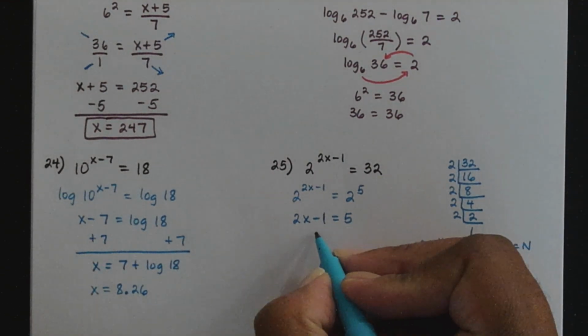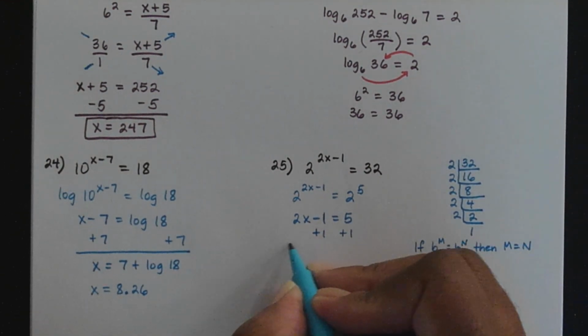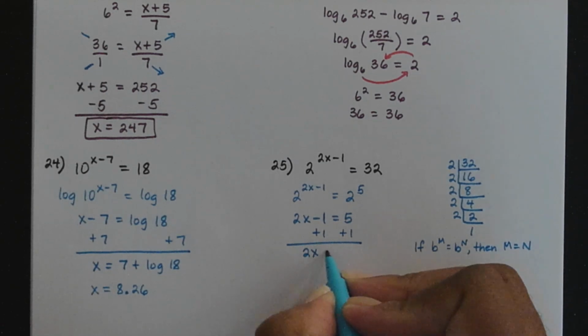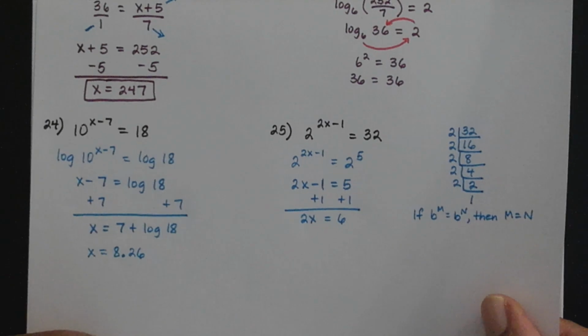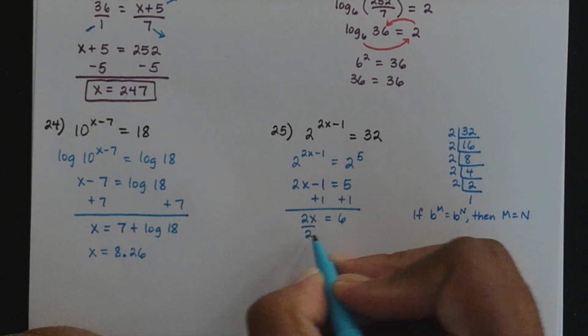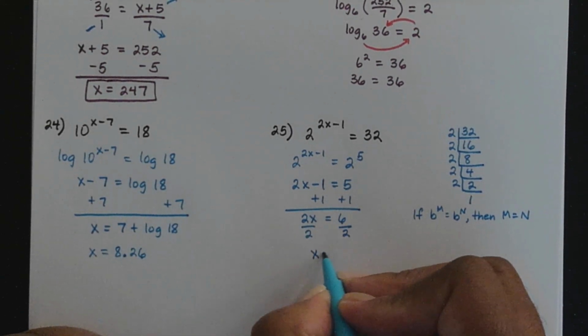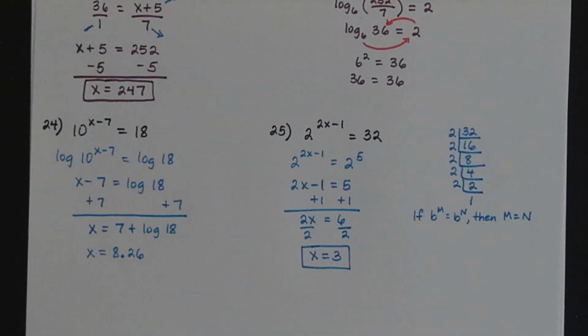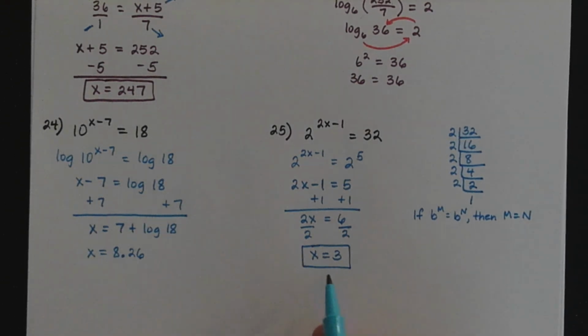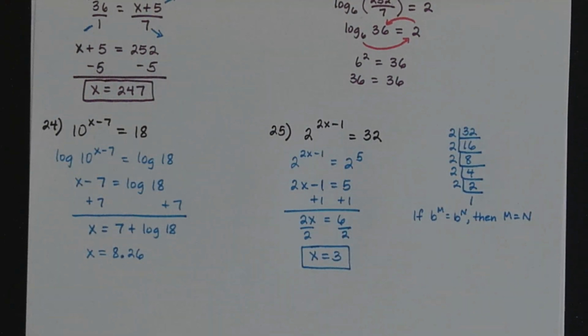Well, first of all, I'm subtracting 1, so I need to add 1 to both sides. So that means 2x is equal to 5 plus 1, that's 6. And then to get x by itself, divide both sides by 2, you'll get x is equal to 3. Now with these exponential equations, you don't need to do the check, unless you want to. So here, that'd be x is equal to 3. All right, questions on number 25.